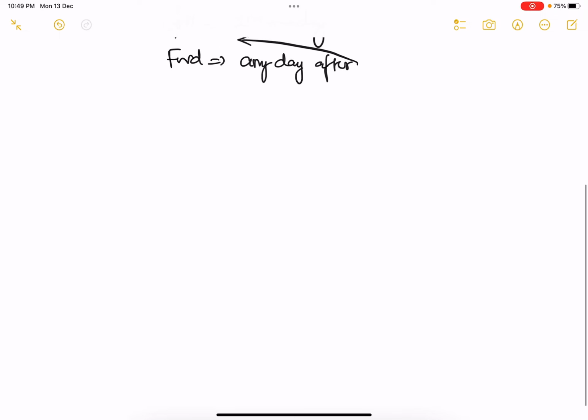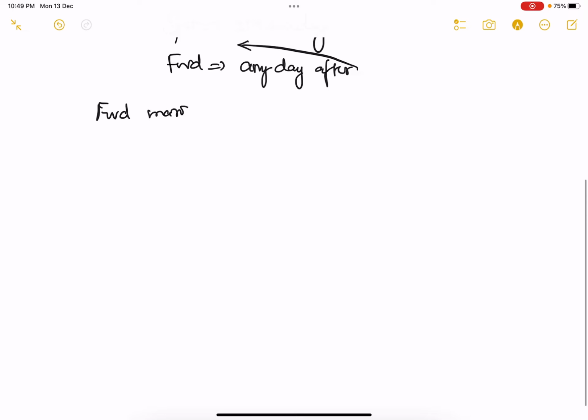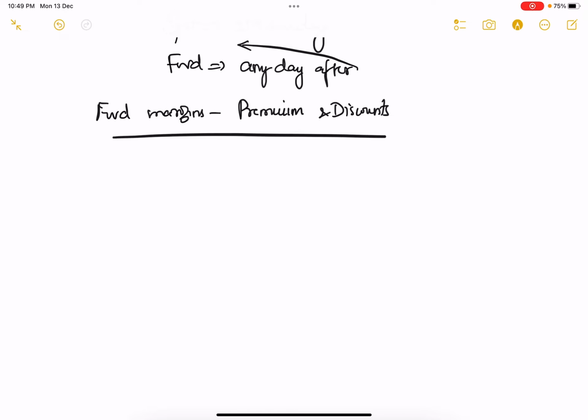So now we will be discussing forward margins, that is premium and discounts. This is very important because based on this we will be getting a huge number of problems in module A. So this forms the basis for all those problems. So we will be discussing only this today in order to get a clear view on what is forward margins.